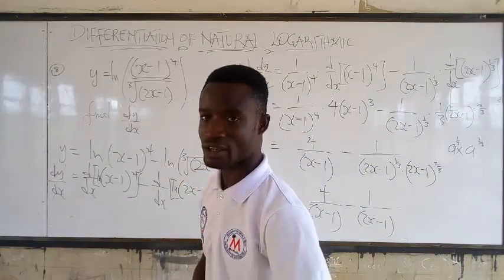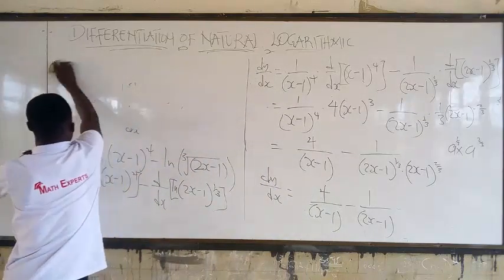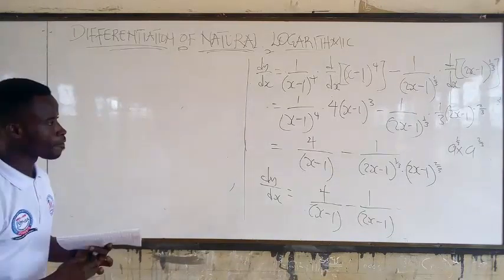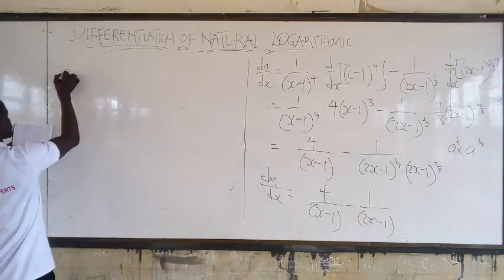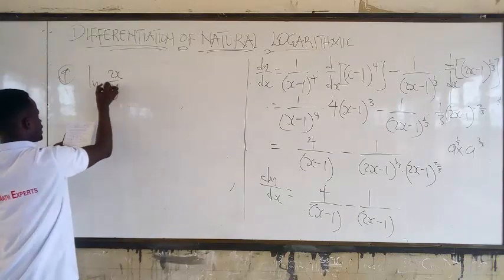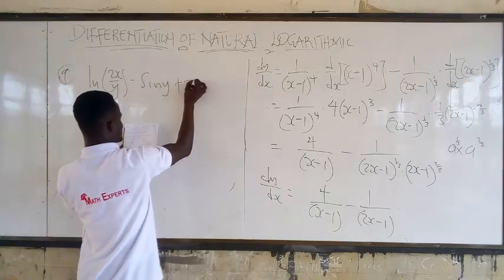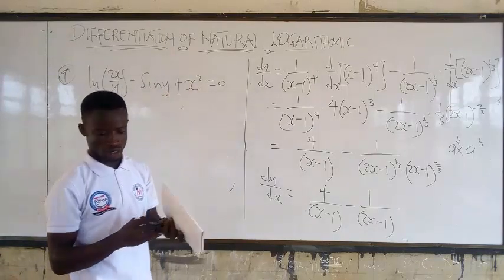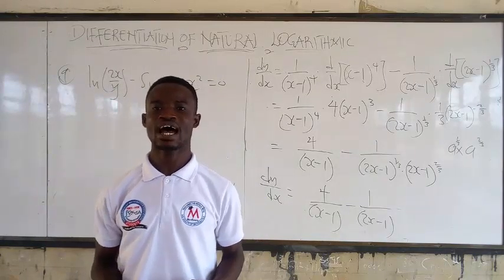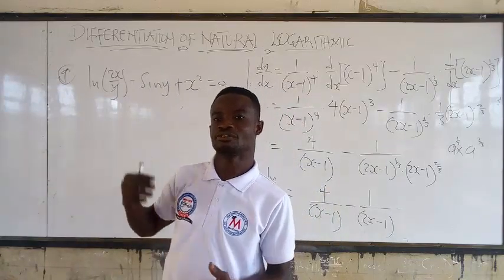Alright, let's try the last question. That is question 9. Let's assume that you have ln(2x/y) minus sin y plus x squared is equal to 0, and you are to find dy/dx. Be careful. We are taking it with respect to what? x. That's why we write dy/dx.